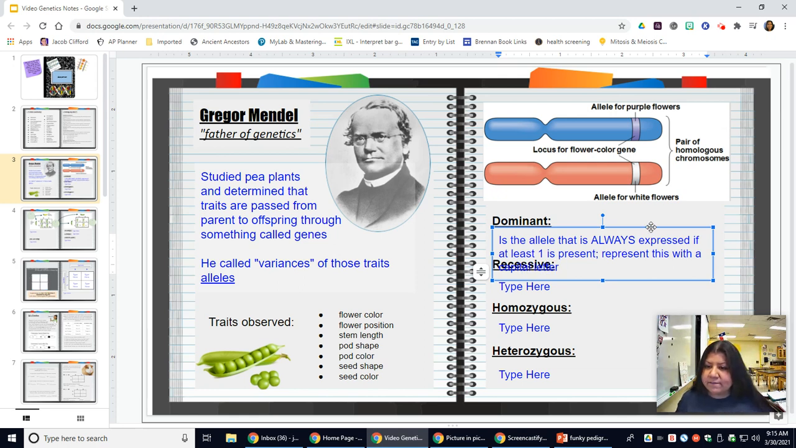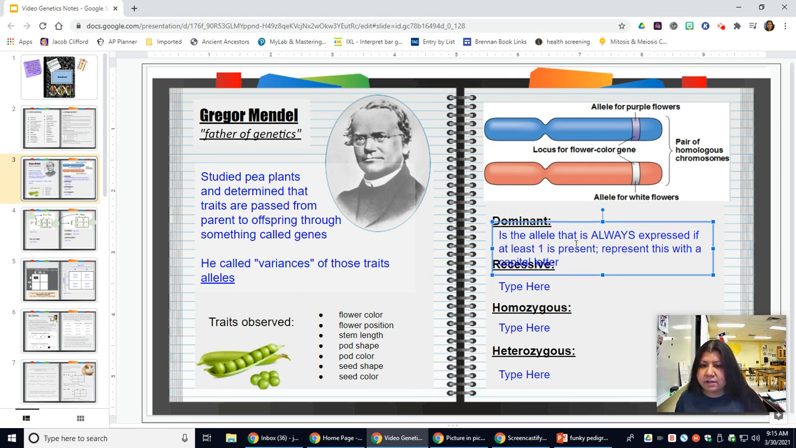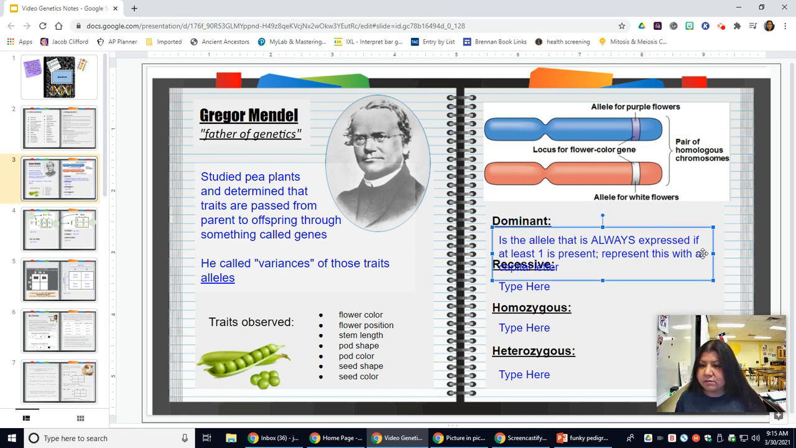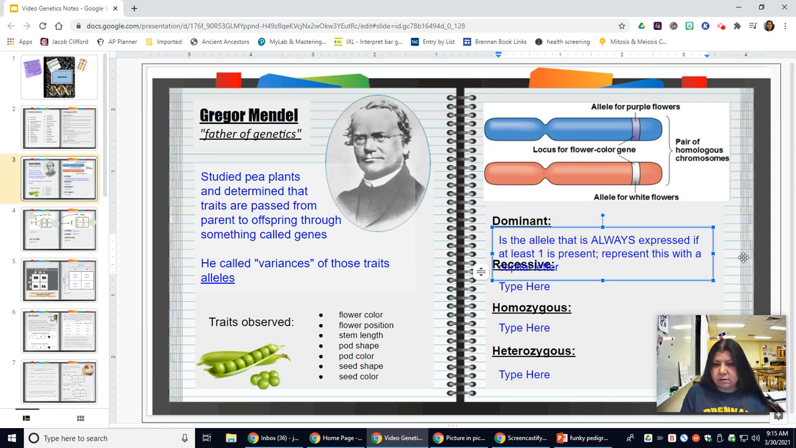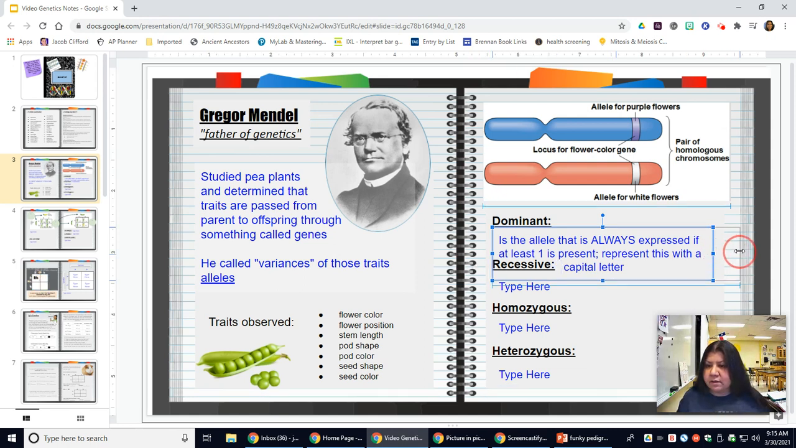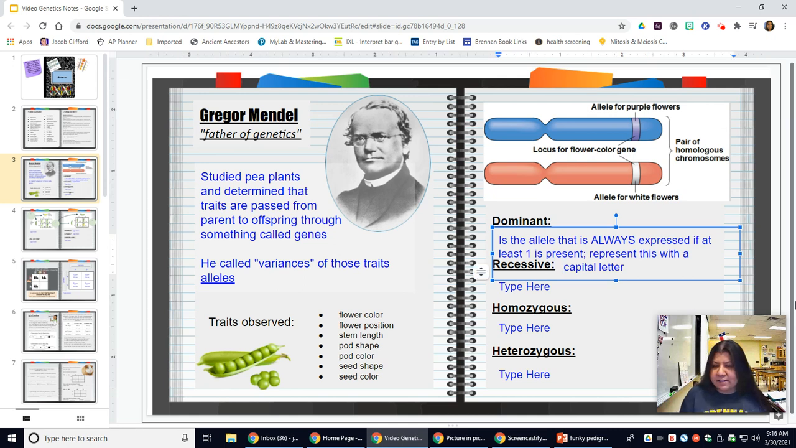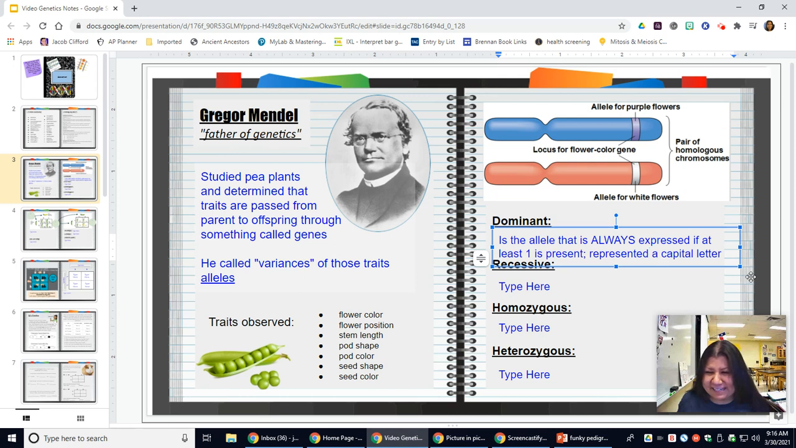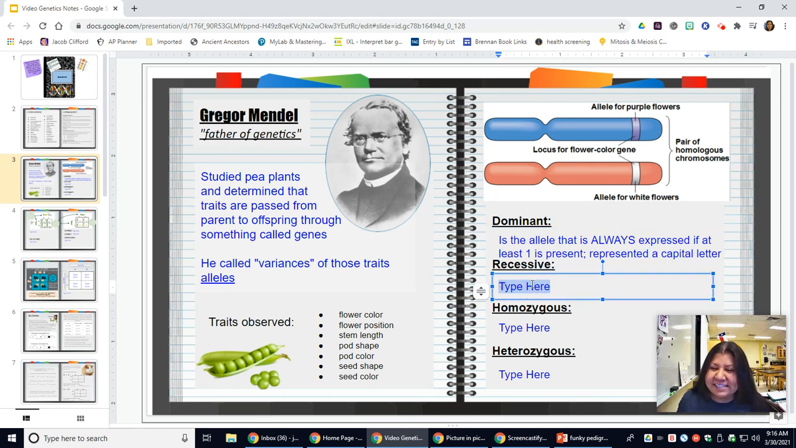Okay, and I don't remember how I got this to fit the first time. Let's see here. Oh, that's not going to work. Okay, so let me do this. There we go. I think that's actually what I did before. Okay, so represented by a capital letter.